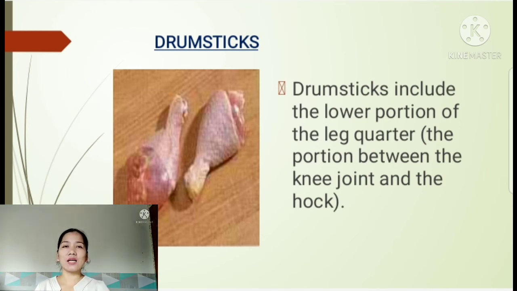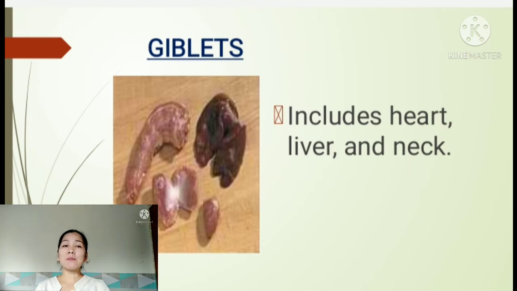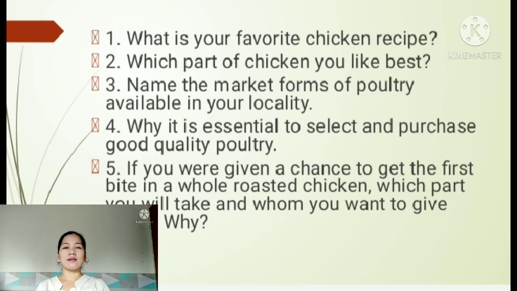Okay, next is yung tinatawag nating giblet. Giblets include heart, liver, and neck. So, dito kasama yung neck, yung heart, at saka yung liver, ha? Yung leeg ng manok, at saka atay, at saka yung puso. Giblet. Okay. We have question, class?